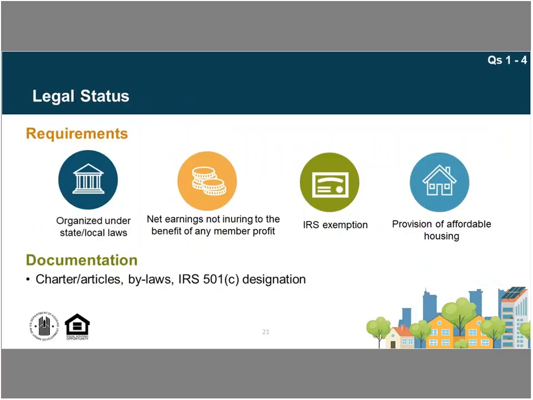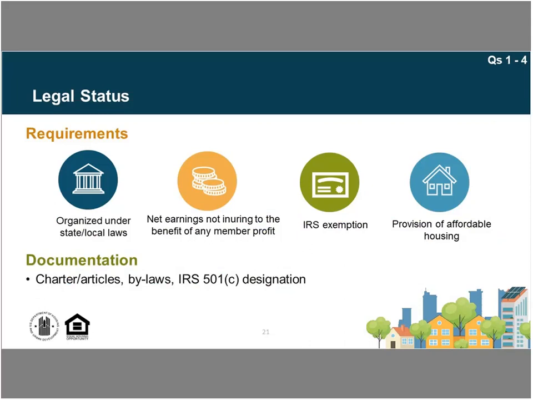So let's go ahead and get started with the CHDO qualification issues. The first category that I mentioned I would cover was legal status. CHDOs have to be nonprofits that meet certain requirements. They have to be organized under their state and local laws. They have to be a nonprofit as defined, in that they don't have any net earnings that inure to the benefit of a member, so that profits can be made but stay within the organization for use for the charitable purpose.